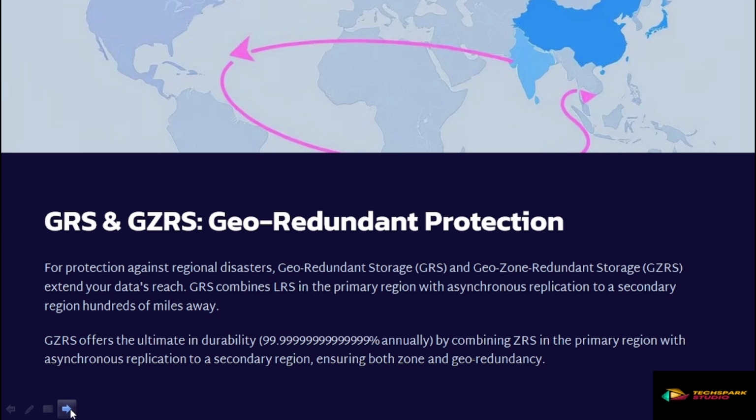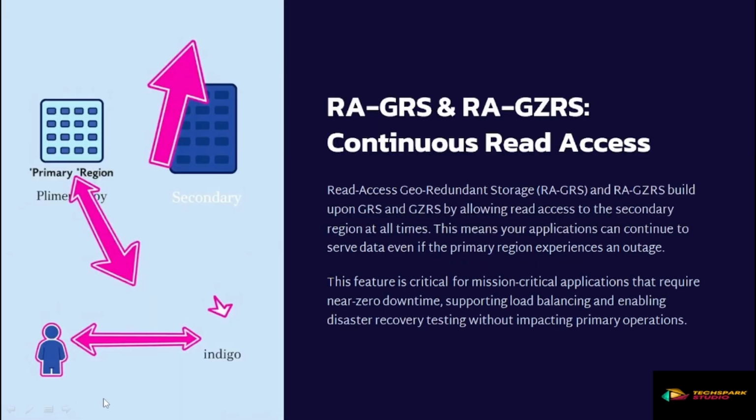In simple words, GRS and GZRS extend your protection beyond your region, keeping your data safe even if an entire Azure region becomes unavailable. Finally, let's look at read-access geo-redundant storage, or RA-GRS, and read-access geo-zone redundant storage, or RA-GZRS. These options build on top of GRS and GZRS, but add one important feature: you can read data from the secondary region at any time.